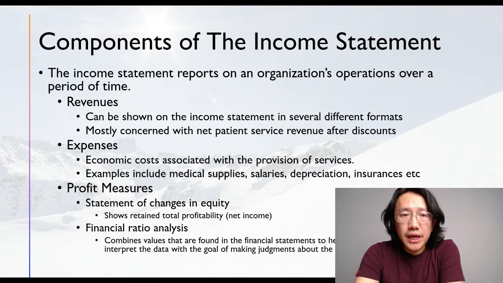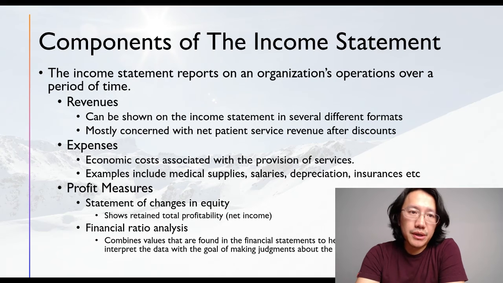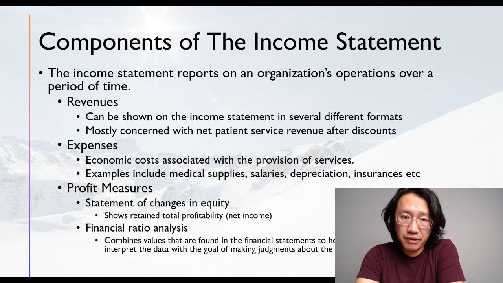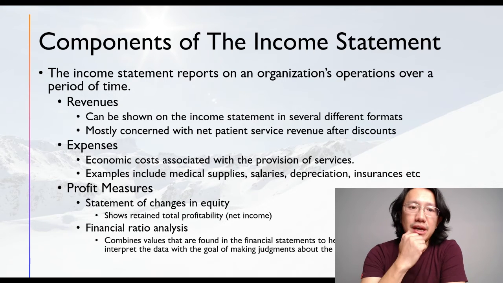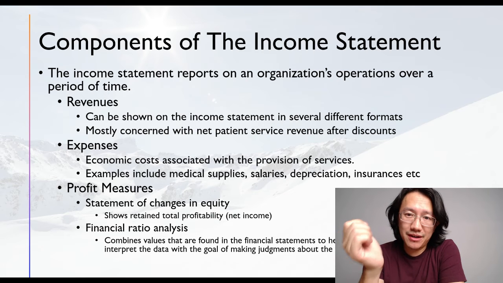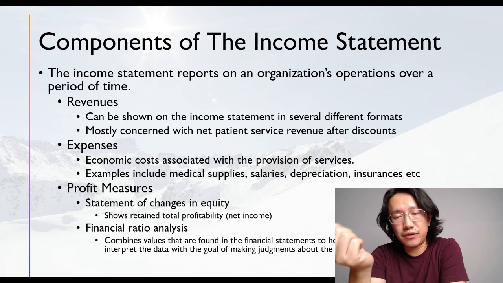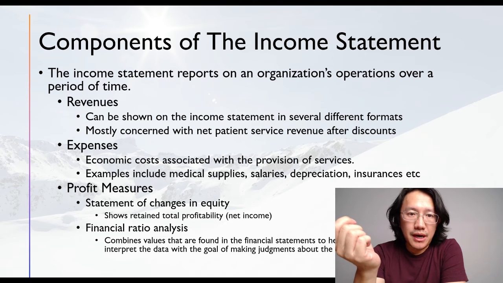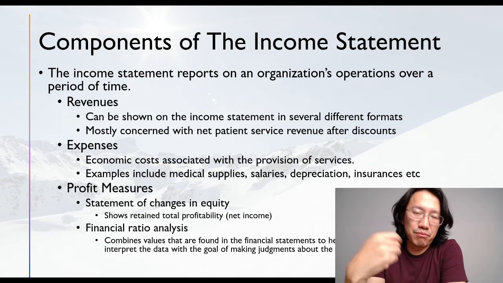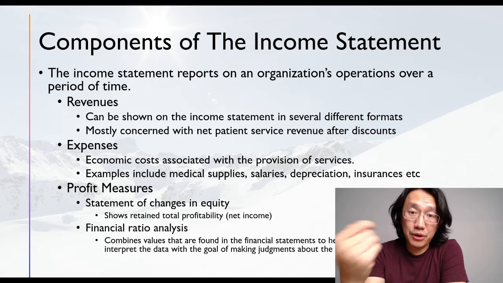The components of the income statement. The income statement reports the organization's operations over a period of time. There are three key components: revenues, expenses, and profit measurements. The revenues can be shown on the income statement in a few different forms, and it's mostly concerned with net patient service revenue after discounts. Because this is your bread and butter, you rely on billed patient services to be profitable, to stay in business as a healthcare organization.